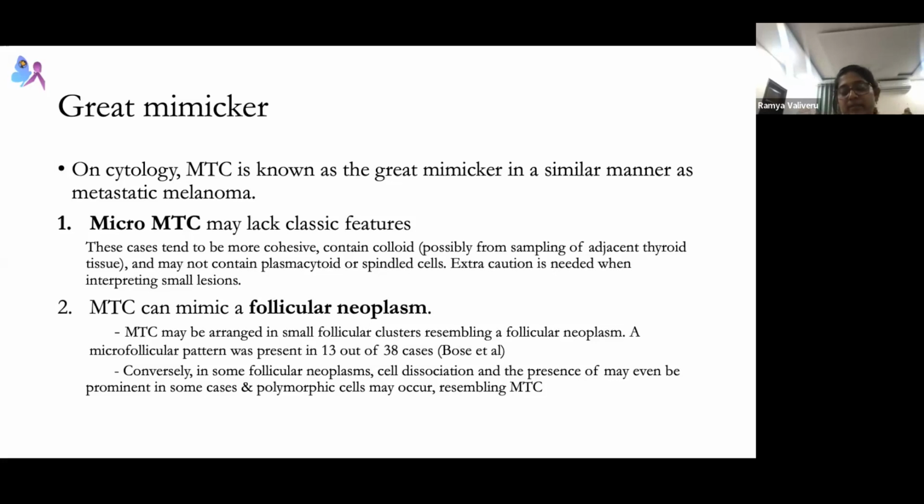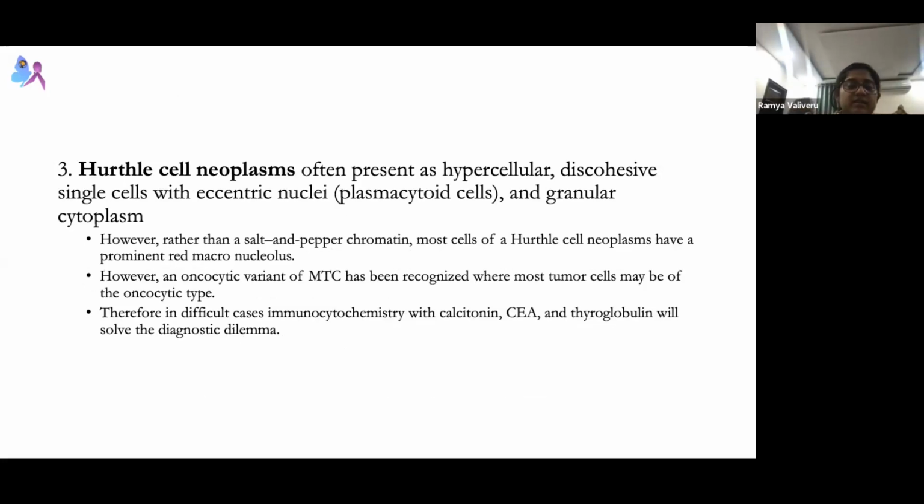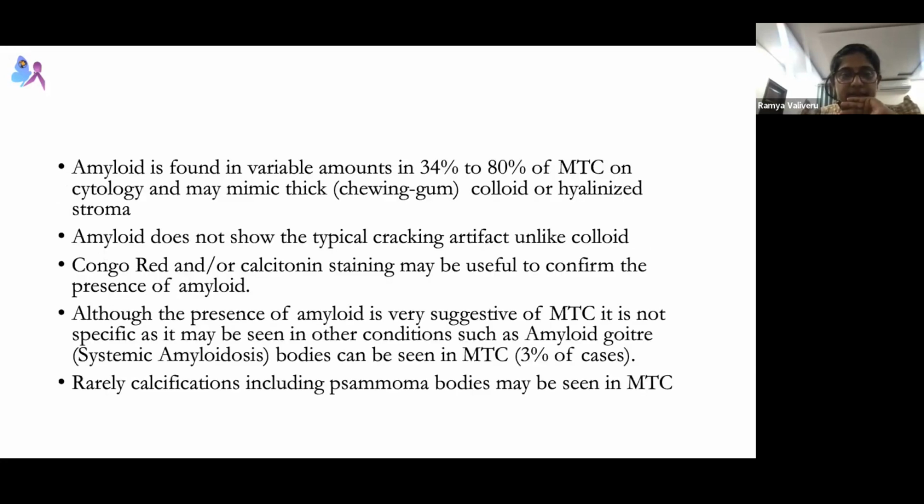So what I'm trying to say is FNAC is not a great thing to rely on to completely diagnose MTC. Hurthle cell neoplasms often present as hypercellular discohesive single cells. We all know how the pattern of cell arrangement in PTC is, right? Follicular, microfollicular or papillary patterns, and the cells are all adhered together. Whereas in these neoplasms, they're discohesive, they're separated, they're not together. So even Hurthle cell neoplasms can have hypercellular discohesive cells and granular cytoplasm. So we then have to do calcitonin, CEA and these tests to understand whether it is MTC or not.